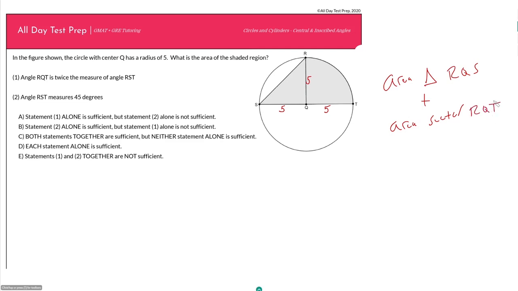We need these two things. Now, one thing you do not want to do, and this is one thing they're always going to try and get you to do, is they're going to try and get you with geometry questions. They're going to try to get you to make assumptions based on the diagram that they give you.